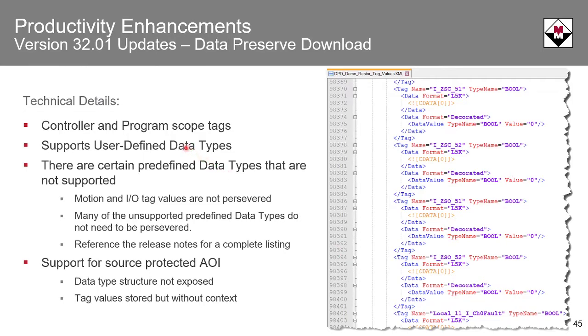So what are preserved? Definitely controller and program scope tags are preserved. User-defined data types are supported, as well as tags associated with add-on instructions. Now you probably guessed you can't preserve your I/O tag values, but for a list of all the data types that are supported, you can refer to the release notes of version 32.01 or above.